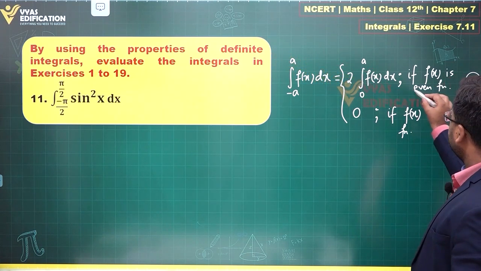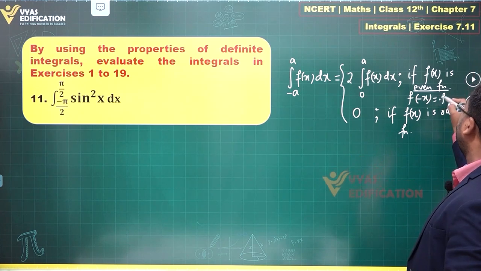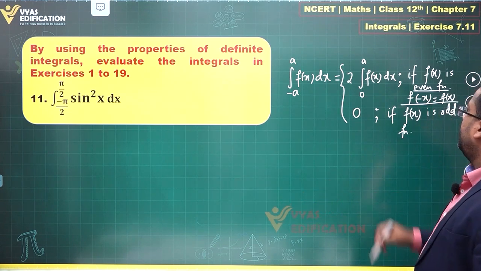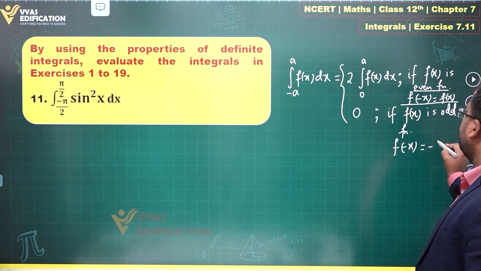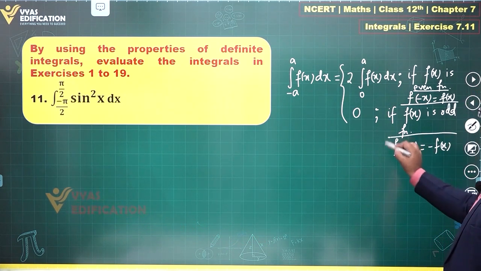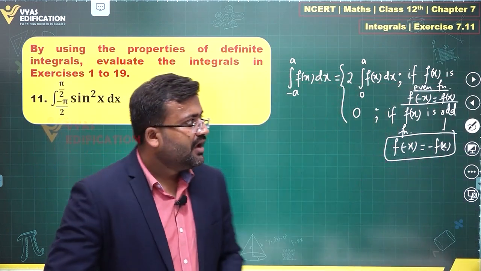Because what is an even function? Even function implies f of minus x is equal to f of x. And odd function implies f of minus x will be equal to minus of f(x). This is what you have, right? That's the idea behind this.